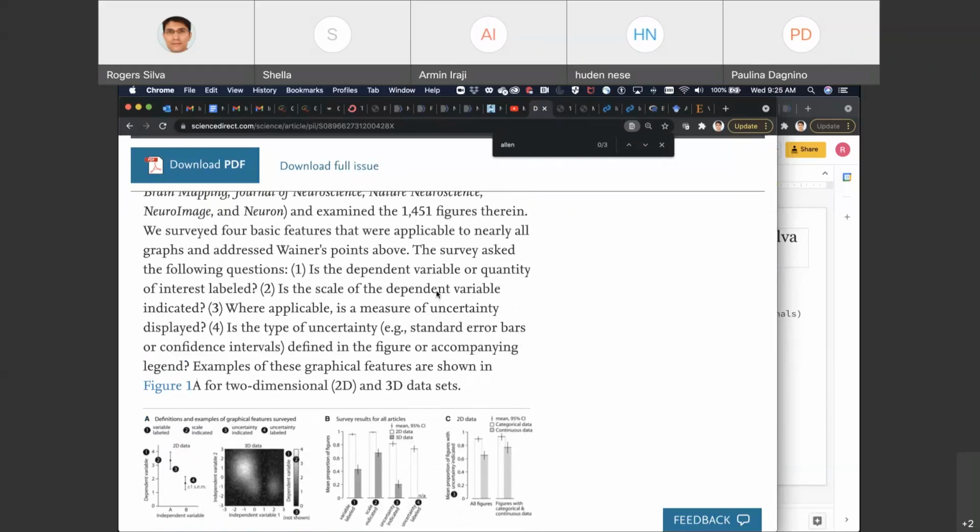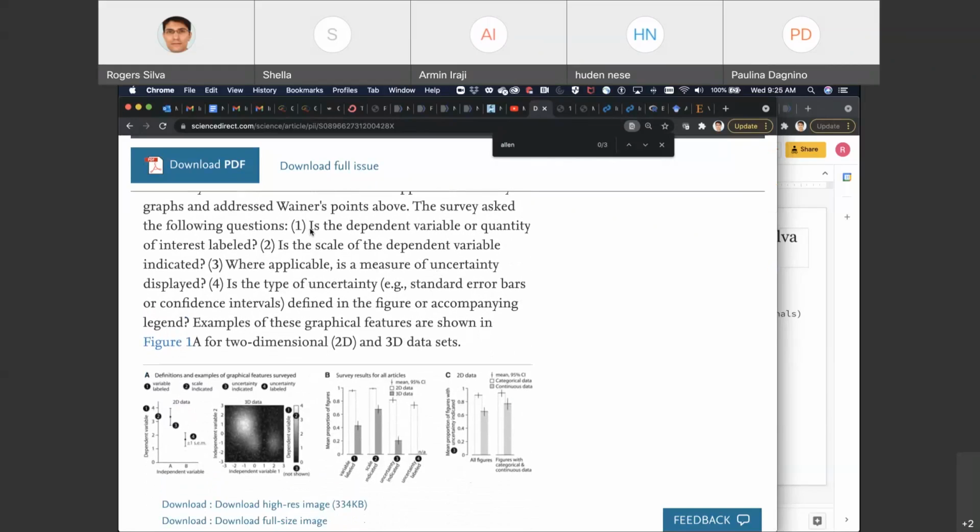And for each one of them, they were looking at 4 specific points. First one is if there was a dependent variable or a quantity of interest, and if that was labeled. The second was to check if the scale was indicated for the dependent variable, and when applicable, if the measure of uncertainty was also displayed. And lastly, if the type of uncertainty, say standard error or error bars, was defined in the figure, or at least in the accompanying legend.